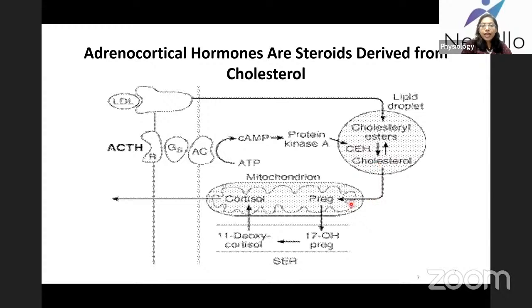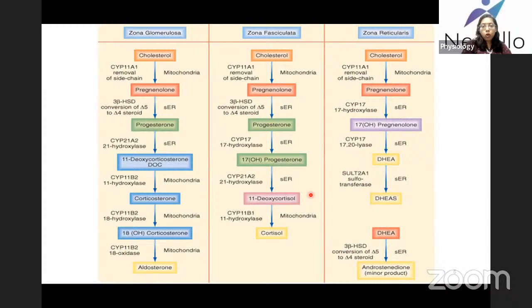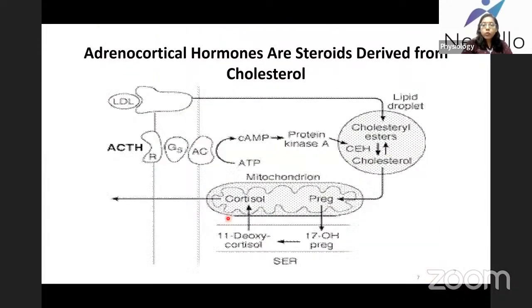This cholesterol then enters into the mitochondria and gets converted to pregnenolone, which I have told you over here. And this pregnenolone further gets converted into cortisol. So this is the entire pathway of the formation of cortisol from cholesterol in the presence of ACTH. What is important for you all is to remember these enzymes and also remember the mechanism of action of ACTH and how it activates all these mechanisms.